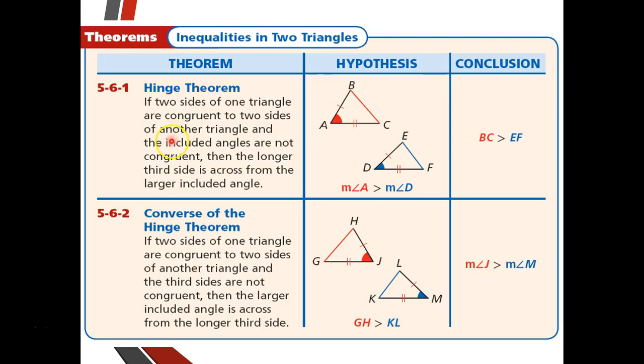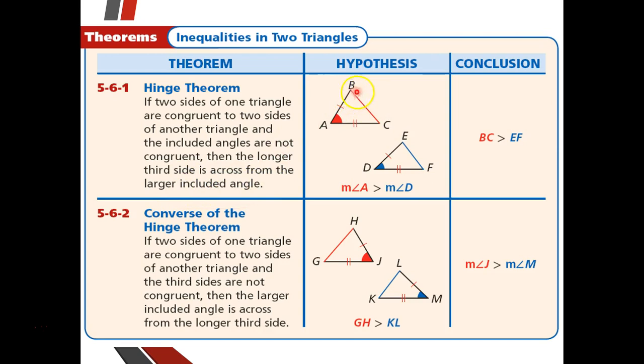Here are our theorems about inequalities in two triangles. One of them is called the hinge theorem. And here's how it goes. If two sides of one triangle are congruent to two sides of another triangle, and the included angles are not congruent, the longer third side is across from the largest included angle.